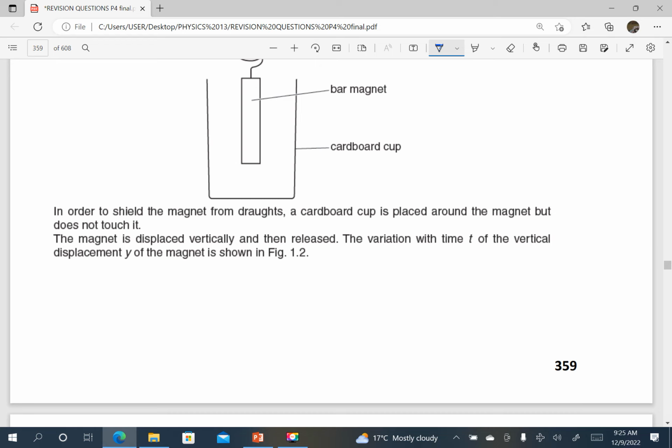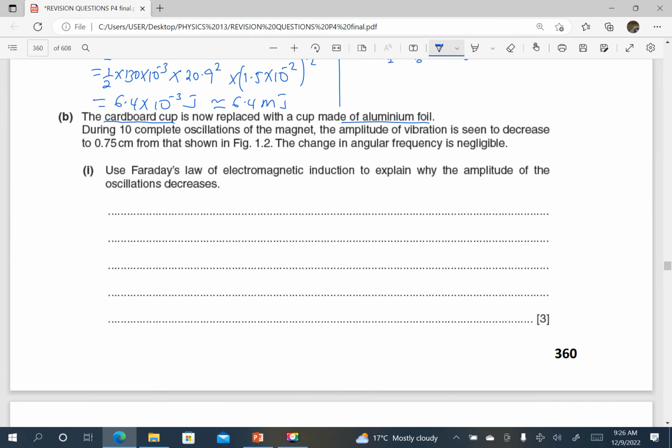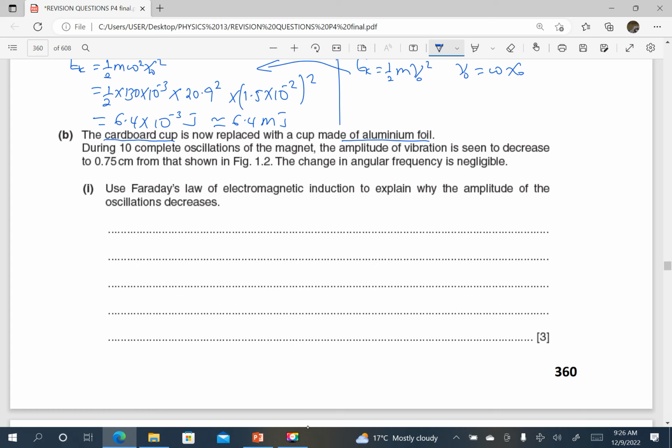Alternatively, you can think about Lenz's law, where the magnetic field which is created in the aluminium cup also tends to oppose the magnetic field of the magnet, decreasing the oscillations of the magnet. So we can simply say, I will start with the simplest side. As the magnet moves, flux is cut by the aluminium cup, of course, by Faraday's law.